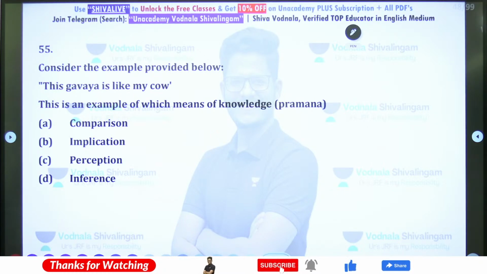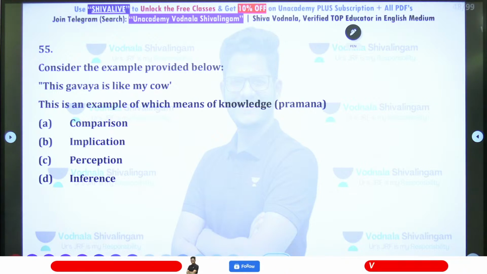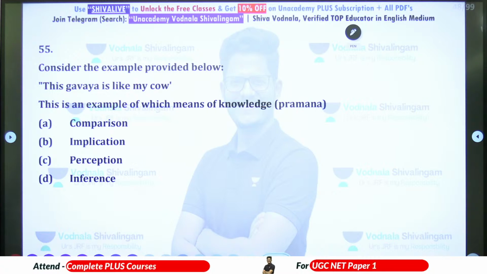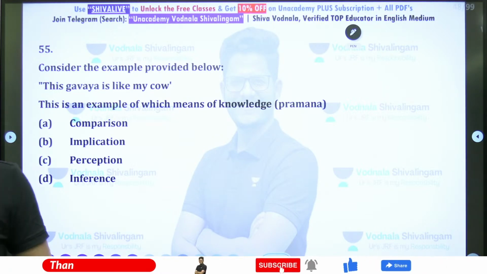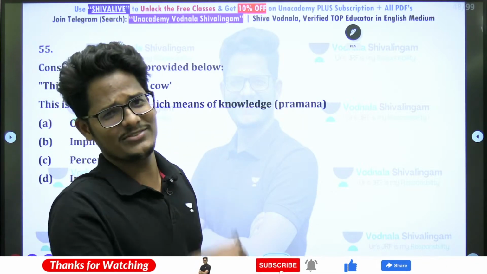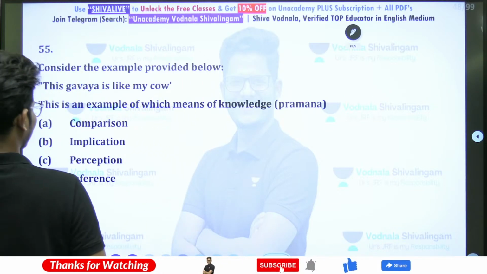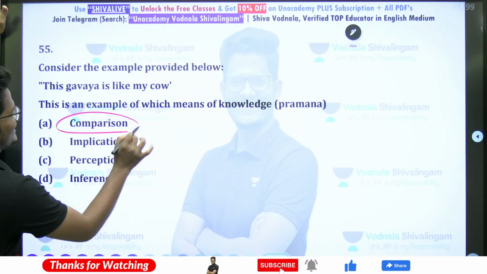Consider the example provided below. This gavaya is like my cow. This is an example. I gave another example instead of the cow. Girl example is there, right? Going to one girl and saying, hey, you are looking like my girlfriend only. If she slaps you, comparison is the correct answer.